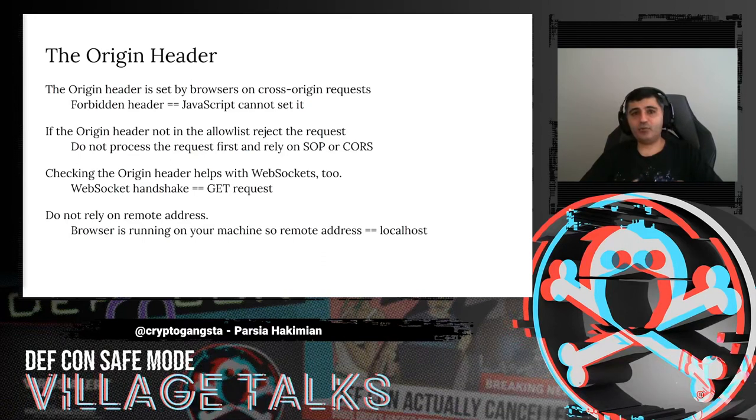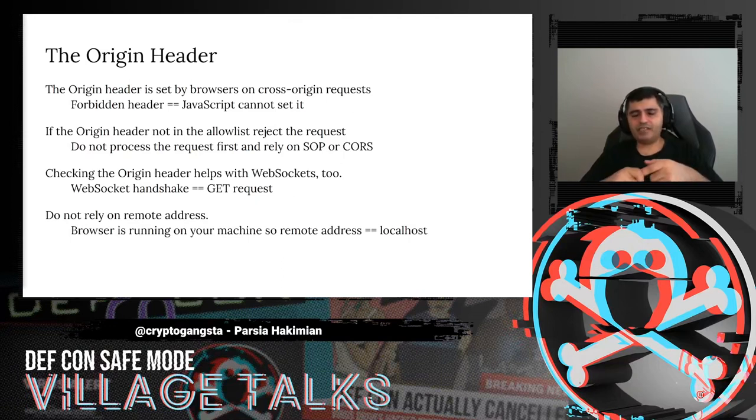The same thing can help us with WebSockets. Again, WebSockets are not bound by the same origin policy, but the handshake is a GET request. So when you see a handshake in your WebSocket server, you do not process it, you do not respond. You check the origin header. If it's something that you want, then you send a correct response. If it's not, do something like what Logitech Hub did, return a 403, a 404, or whatever. Anything that tells the browser that this request was not successful, which means the WebSocket is not going to get created.